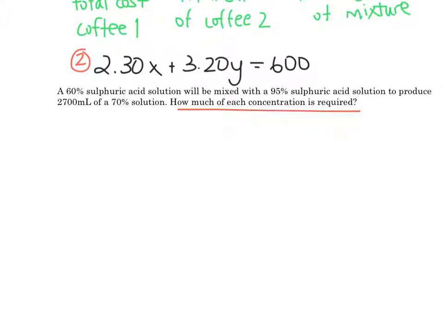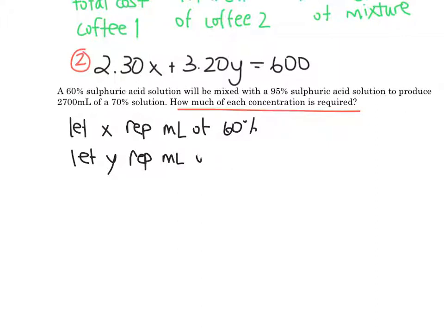So do not tell me let X represent 60%, let Y represent 95%. You have to be more descriptive. I want to know how much, the quantity or the volume. So you can say let X represent milliliters of 60%, let Y represent milliliters of 95%. These X and Y variables represent a volume, milliliters. So how many milliliters am I going to have in total? 2,700. So here's our first basic equation.